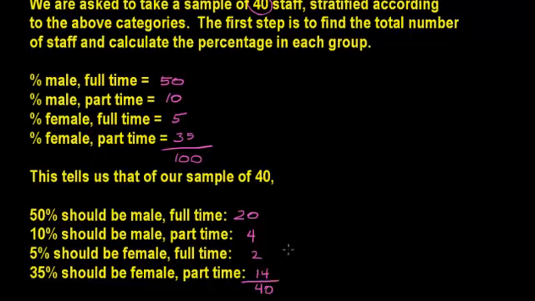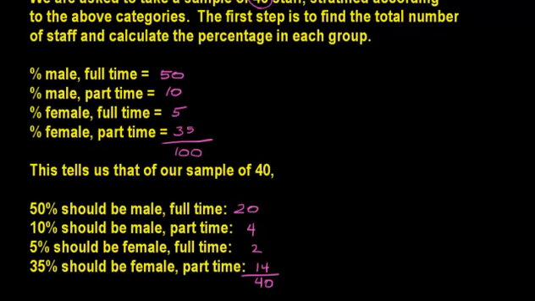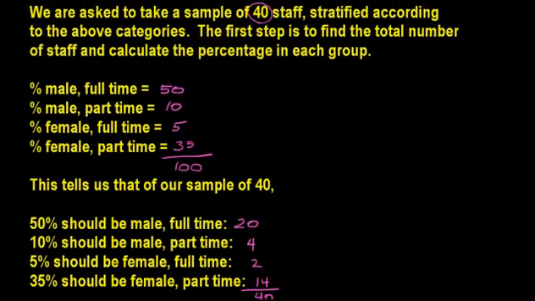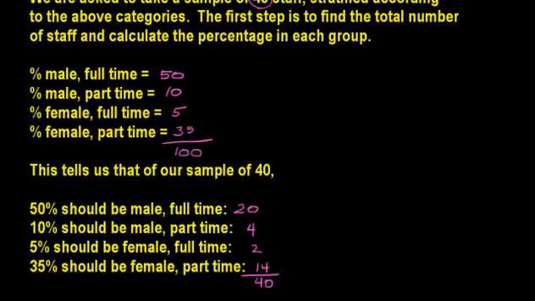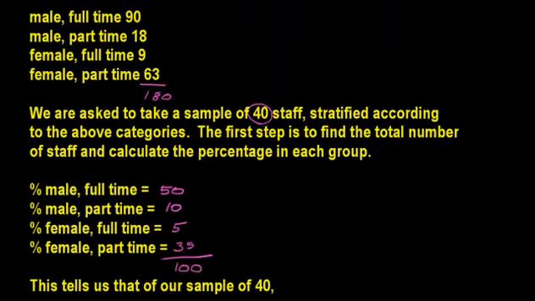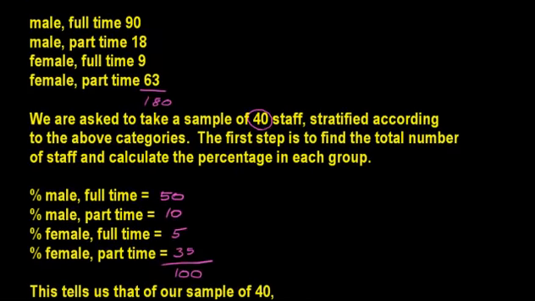So this is stratified. We break up the population into groups that have common characteristics, and then we sample from each one of those groups. We don't take all in the group, because ultimately that would just be sampling every single employee, and that would be the entire population. So what we're doing is taking some from each one of these groups. So we take 20 of those original 90 male full-time employees and 4 of those original 18. Okay.